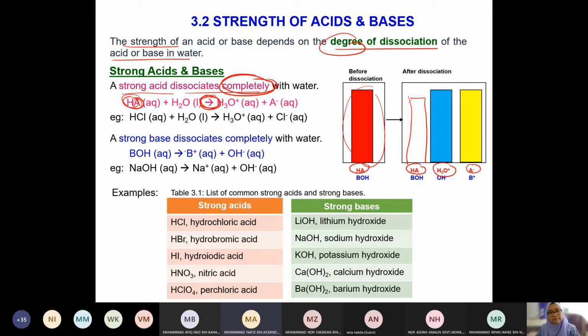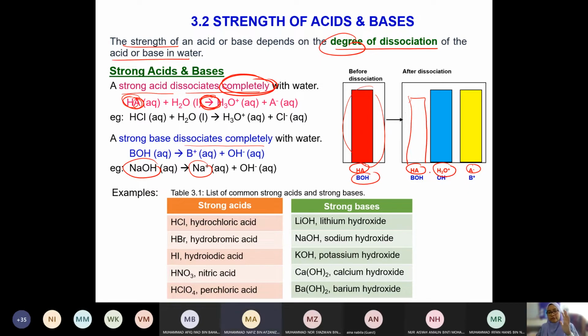Okay, the same goes for strong base. Why do we define it as a strong base? Because they dissociate completely in water. So this is how it is. For example, we have sodium hydroxide. It will dissociate to produce Na+ and OH-. Again, we can represent this by using this graph.